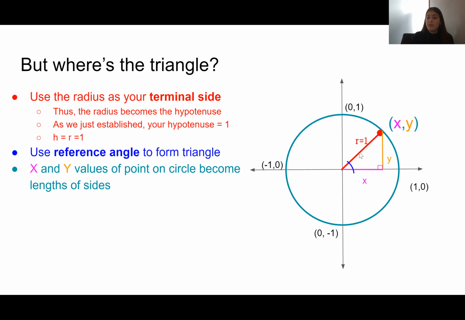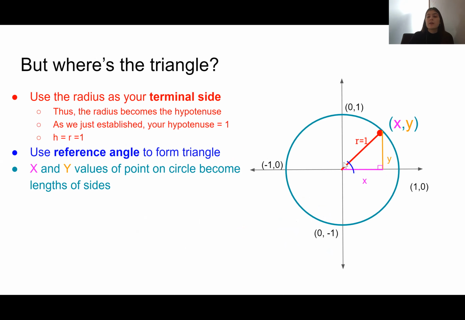We're only going to be given this terminal side right here, right? But we're going to imagine this x value, we're going to imagine this y value, and that's going to give us our coordinate point right here on the graph. So our coordinate point is always on the circle. Okay, not in the circle, not outside the circle, on the circle, on the circumference.